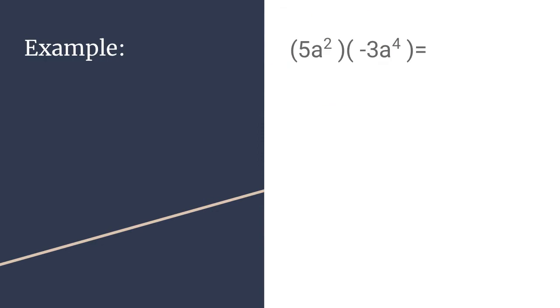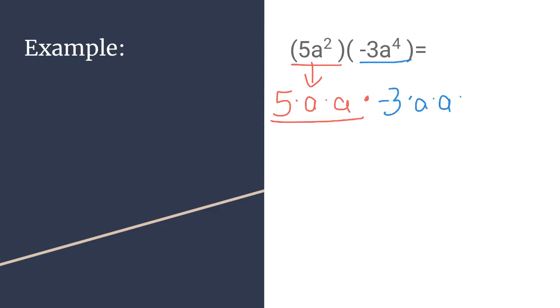So let's make things just a tad bit harder. I still have two monomials. Notice when I have two sets of parentheses next door to each other, it implies that I am multiplying. So if you get stuck on something like this, my suggestion is to break it apart. In this first set of parentheses, I have a 5 and an a and an a. This is 5a squared. And I am multiplying that by my second set of parentheses, which is a negative 3 and 1, 2, 3, 4 a's. This is negative 3a to the 4th.